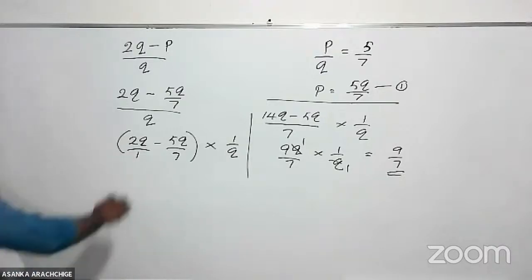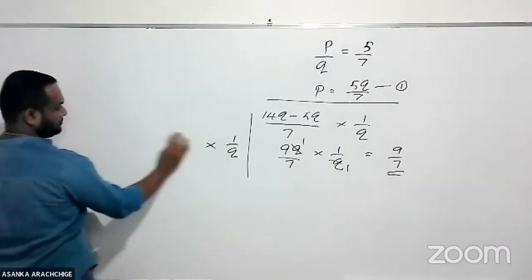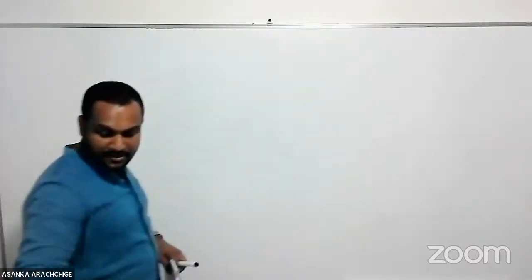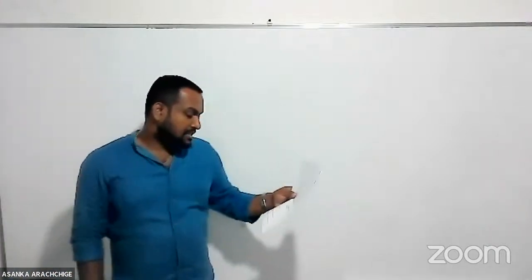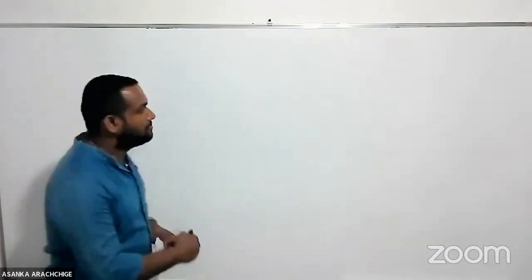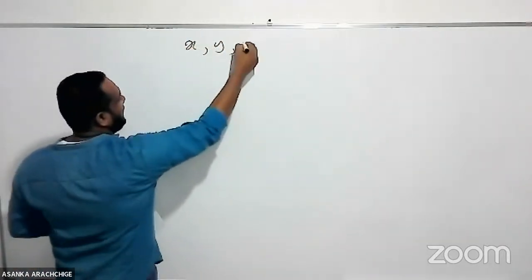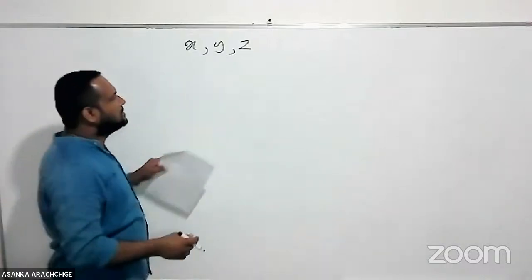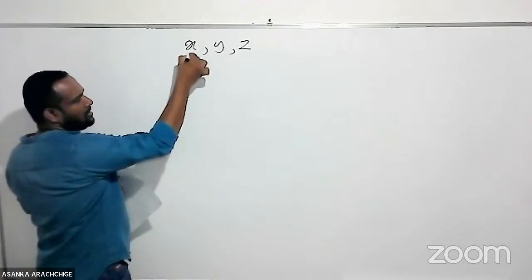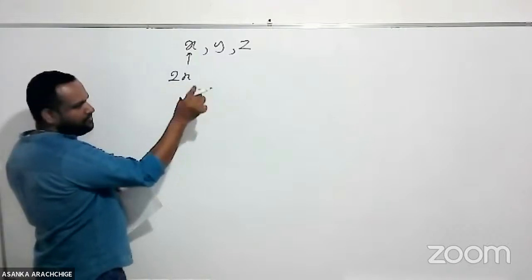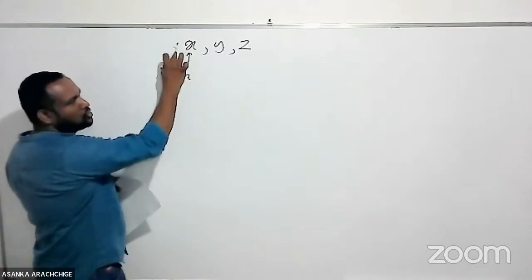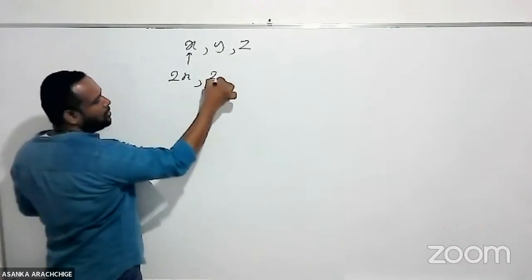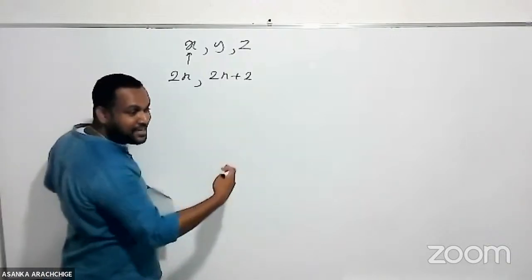The last question. If X, Y, and Z are 3 consecutive even numbers. What are even numbers? Multiples of 2. So I take X as 2n, if n is a whole number, because 2n is a multiple of 2, even. Then the next must be 2n plus 2 because they are consecutive even numbers.